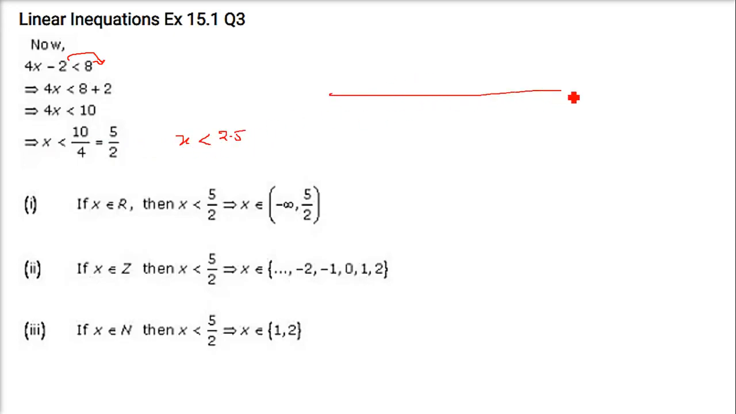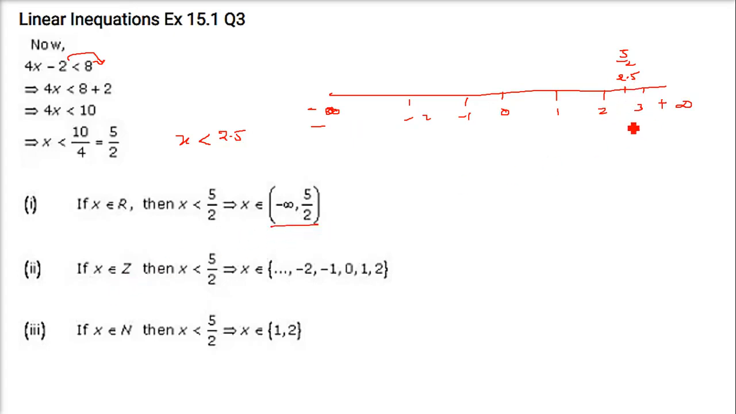Just make a line. This is a 0, minus 1, minus 2, 1, 2. This is minus infinity and this is plus infinity. Now for real number, x less than 5 by 2, 5 by 2 is here. This is 5 by 2, 2.5, or you can say 5 by 2. So anything which is here on this left hand side is coming in real number. So from minus infinity to 5 by 2 for real number.